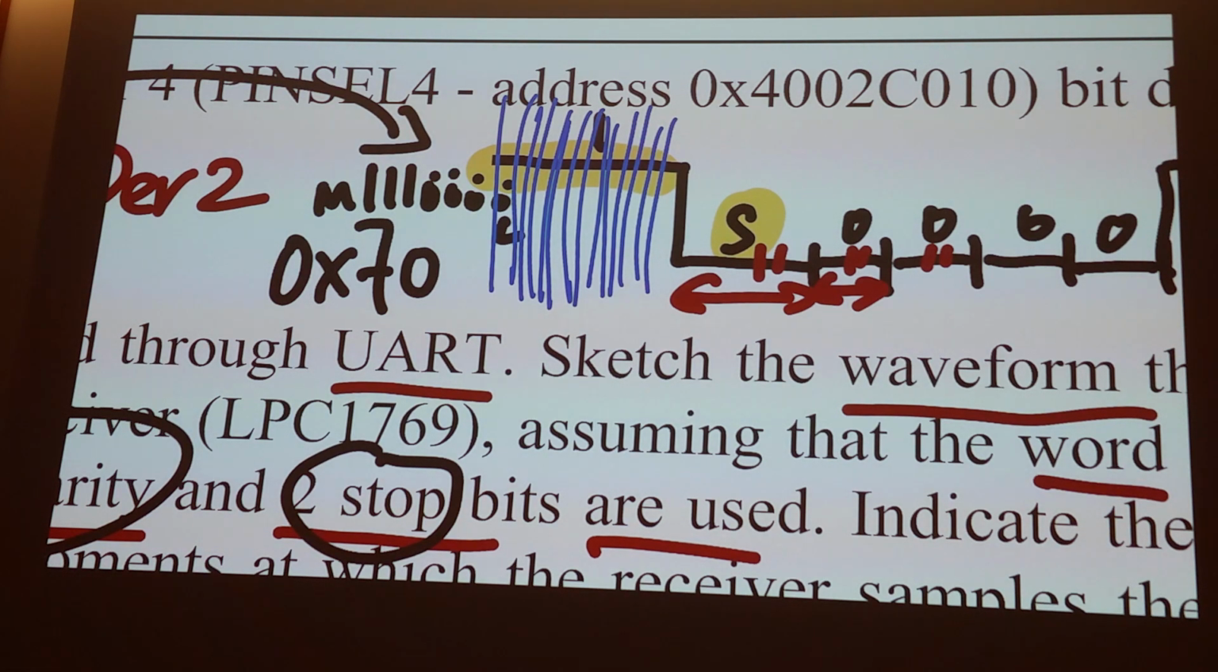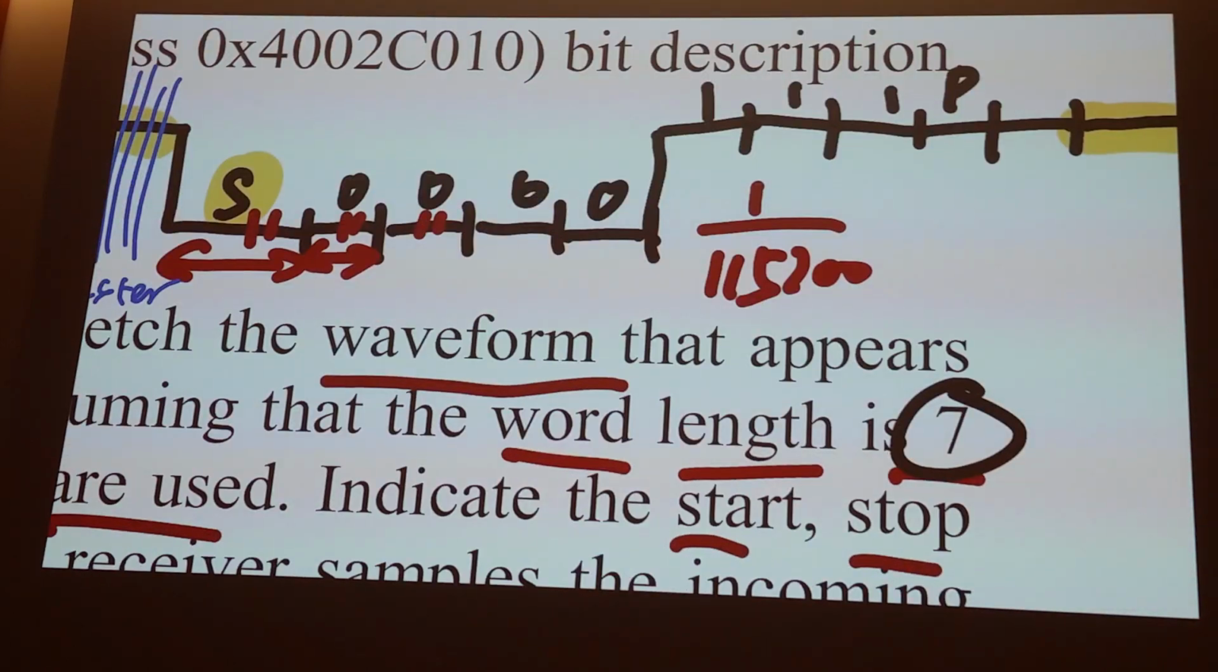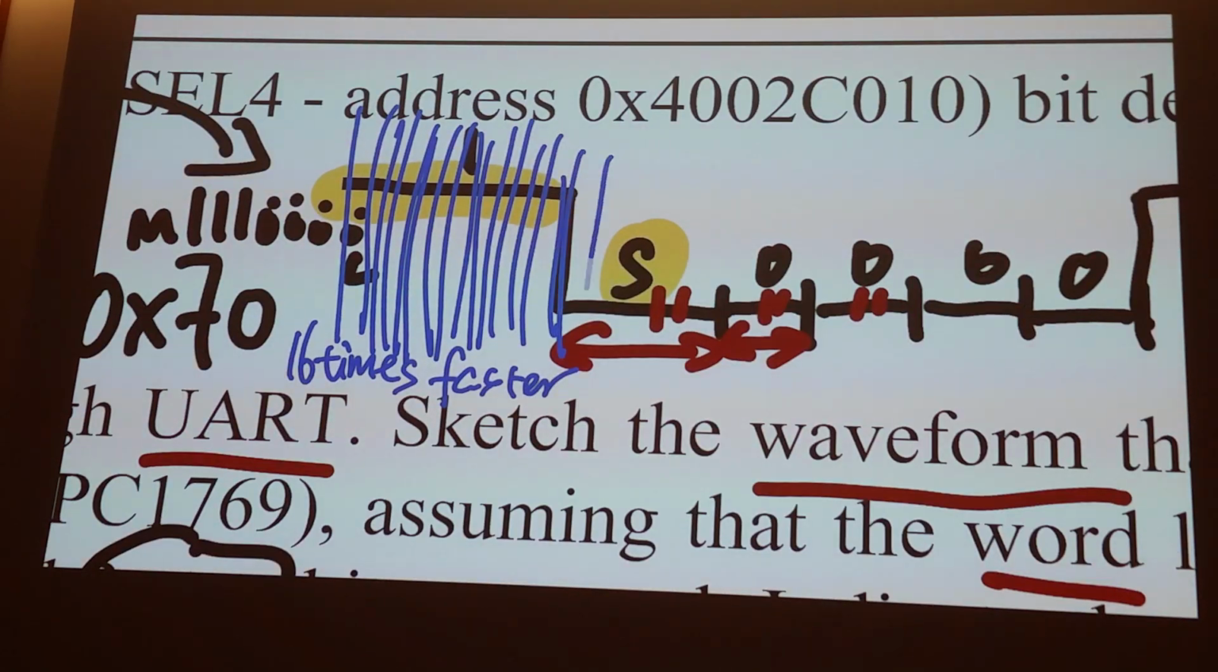How fast? 16 times faster than the baud rate. So if the baud rate is 115200, it times 16. This is how fast the receiver is sensing. If no one is using the channel, all this sensing will get 1 all the time. But suddenly you will realize the data is coming when it sees 0. Once it sees 0, what will happen?